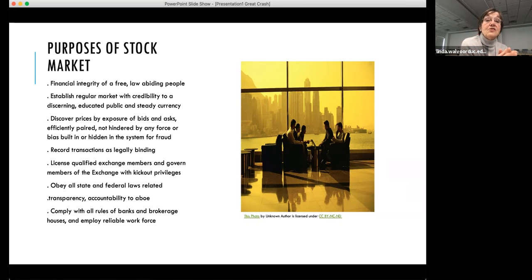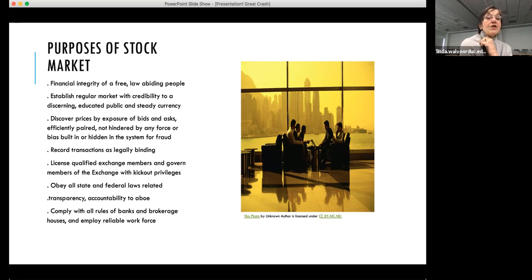Discover prices. They're not set by any outside force. They're not set ahead of time. They're not dictated by anyone. They're not set by the president or the Congress or anybody. Discover prices by exposure of bids and asks, efficiently paired, not hindered by any force or bias built in or hidden in the system for fraud. Now that, what I just said, is part of what we need to protect. It's part of what we mean when we say free market.